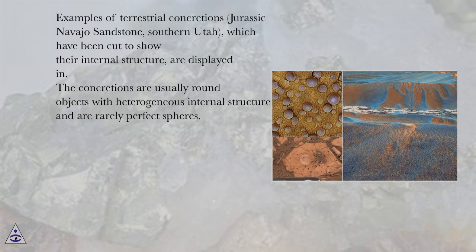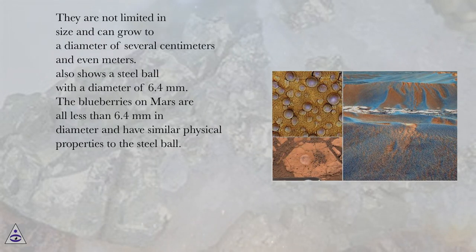Examples of terrestrial concretions: Jurassic Navajo sandstone, southern Utah, which have been cut to show their internal structure, are displayed. The concretions are usually round objects with heterogeneous internal structure and are rarely perfect spheres. They are not limited in size and can grow to a diameter of several centimeters and even meters. Also shown is a steel ball with a diameter of 6.4 millimeters.